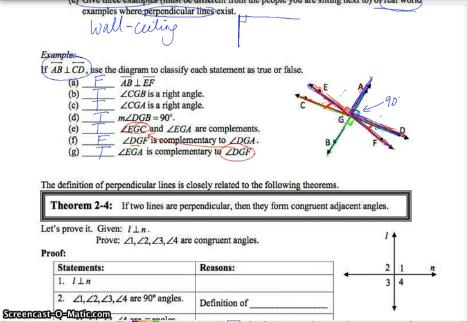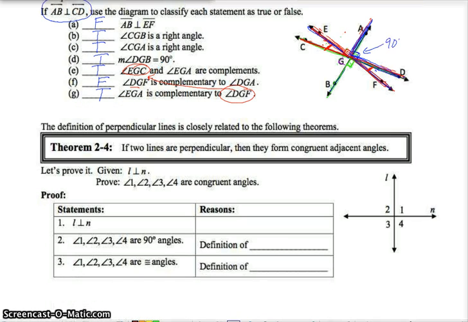All right, let's do another proof. The definition of perpendicular lines is closely related to the following theorems. If 2 lines are perpendicular, then they form congruent adjacent angles. Adjacent means that they share a side. Congruent means they're all the same measure. So we are going to try to prove this theorem. And if we prove it, that means yes, in fact, it is a theorem. Well, we already know it's a theorem, so now we're just going to prove that it is true.